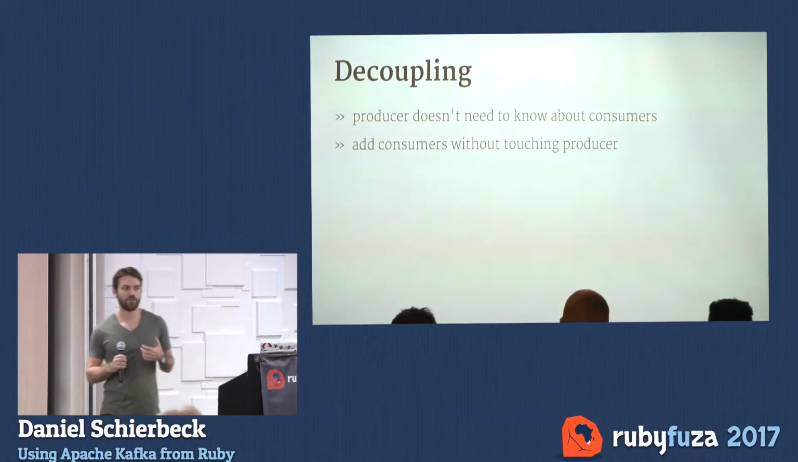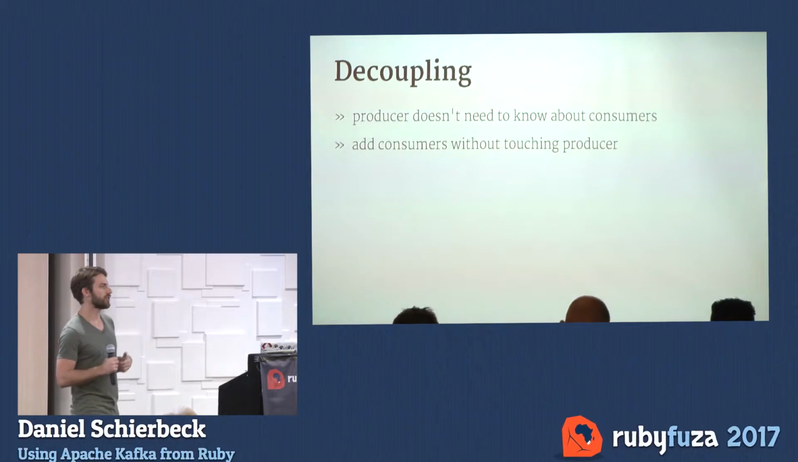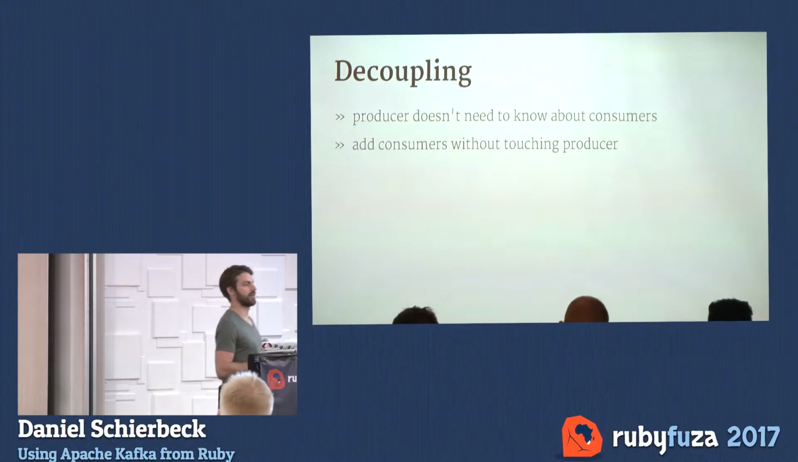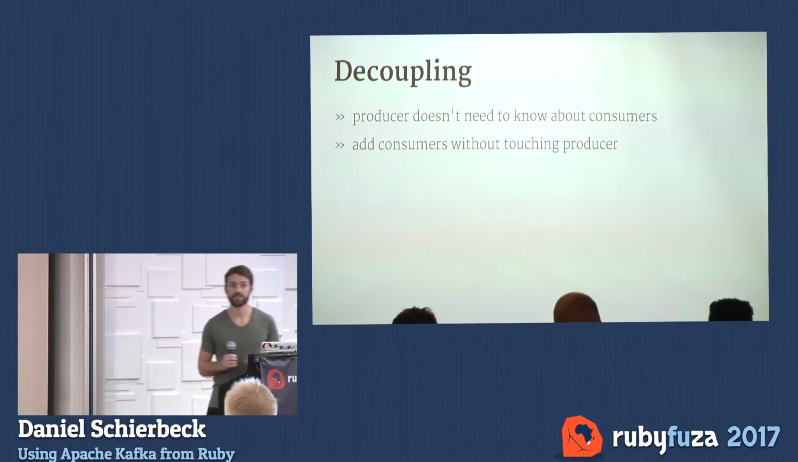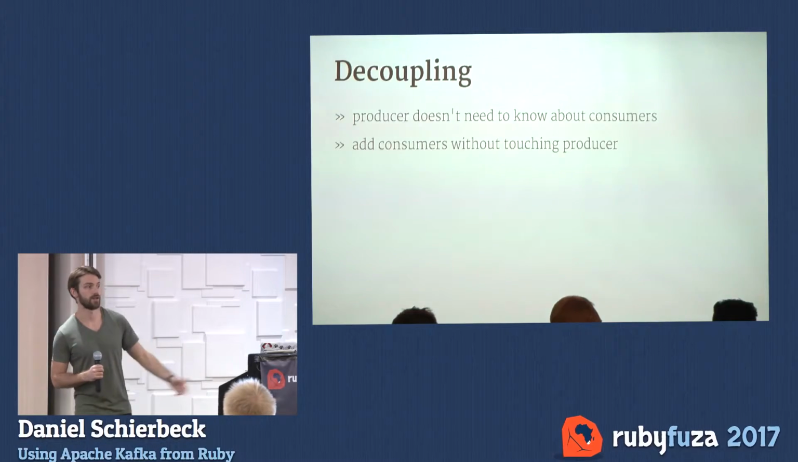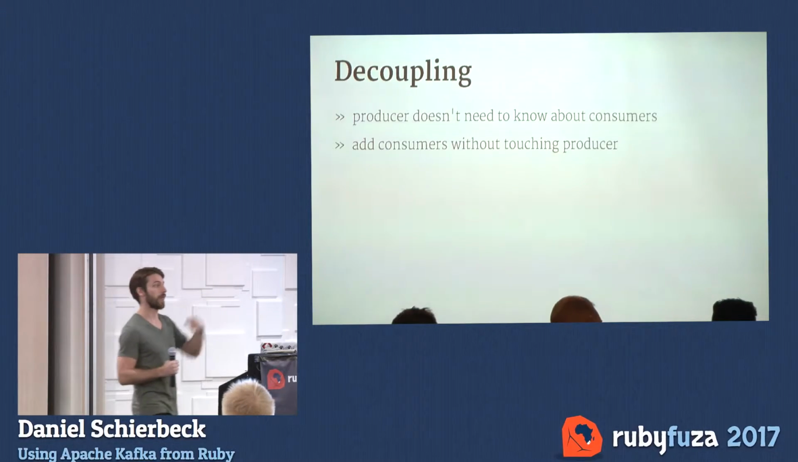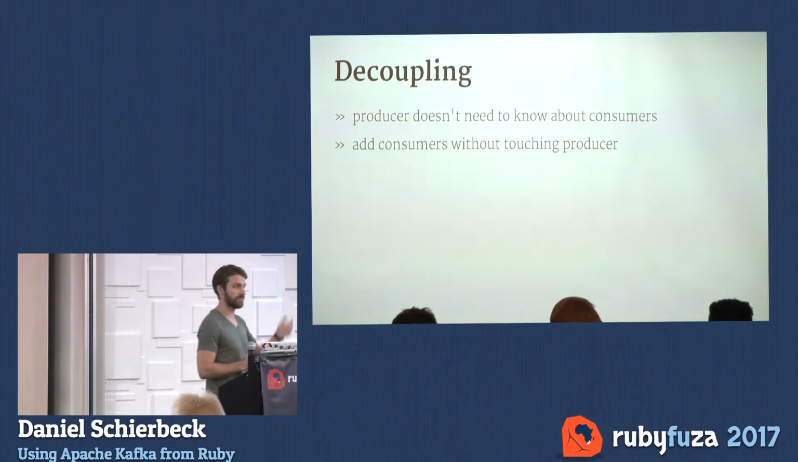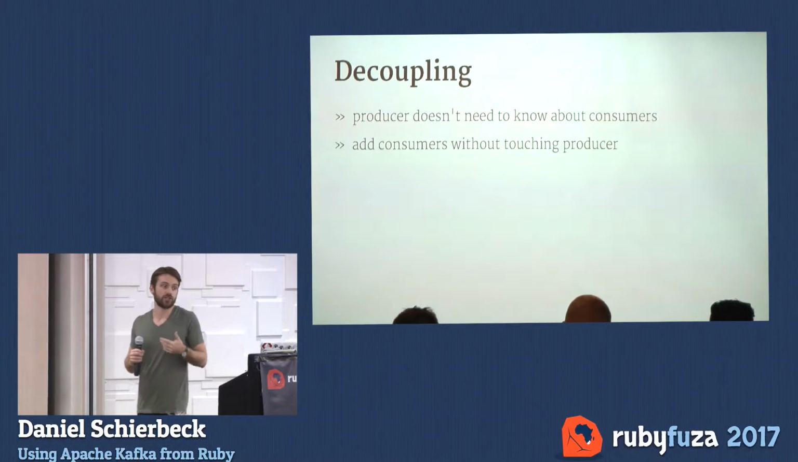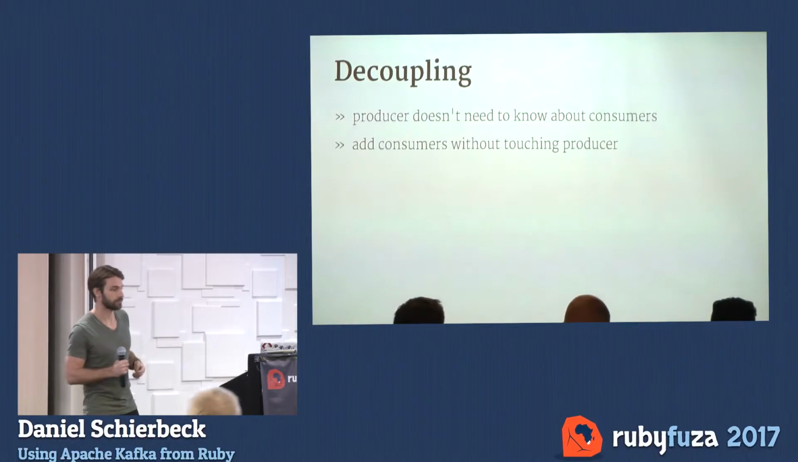When you have a Kafka producer, there's no way of knowing who will end up reading the topic that you produce to. And that's a huge benefit. You don't need to care. You just write the data that you want to provide to the system. You write it into Kafka, and then you move on. So you can add a new consumer without actually touching a producer.